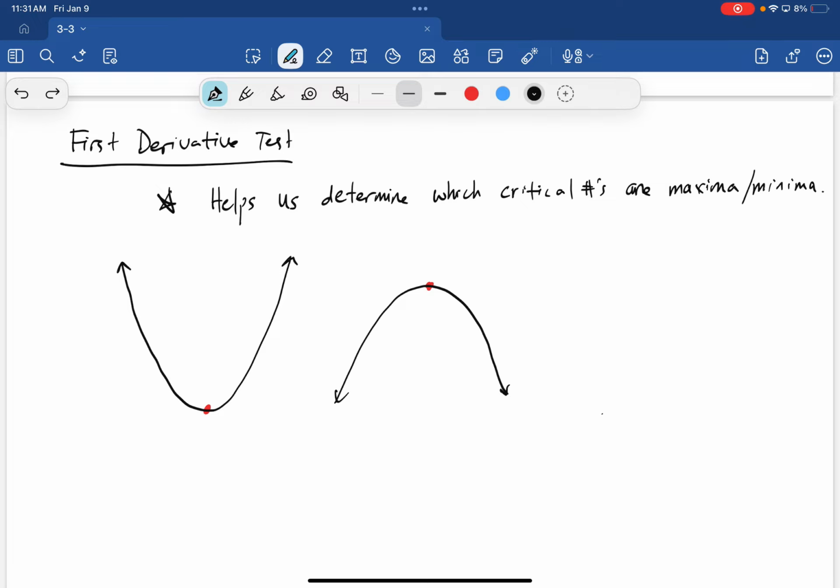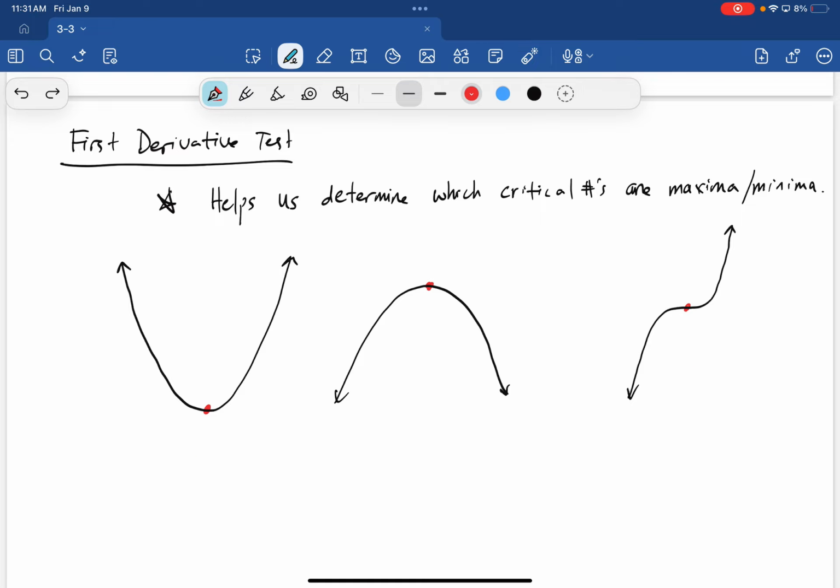I'll show you a third example. Let's say we had a graph of x cubed. The thing is, x cubed also has a critical number. It has a critical number right there because the slope is also 0 when x equals 0. So we do have a critical number at this point, but this one is neither a minimum nor a maximum. Okay, so the question is, how can we look at these critical numbers and determine whether they're a minimum or a maximum or neither?